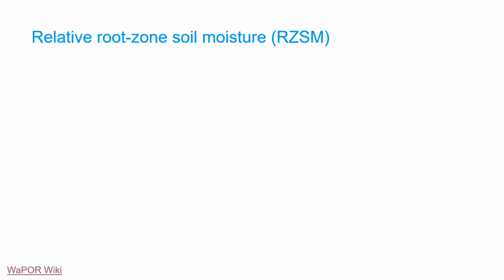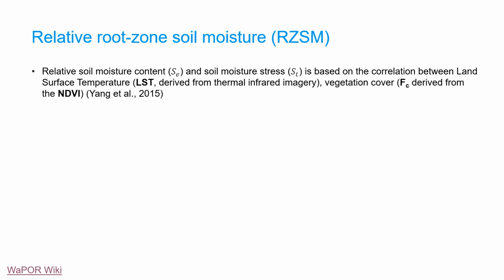Next, we will look at the methodology of the relative root zone soil moisture model. The model is based on the linear correlation between land surface temperature, LST, and vegetation cover, which is derived from NDVI, for specific relative soil moisture content as described in the paper by Yang et al. in 2015. This is called the trapezoidal method.